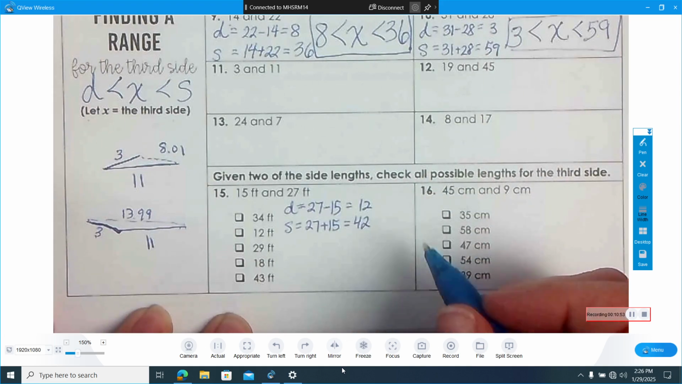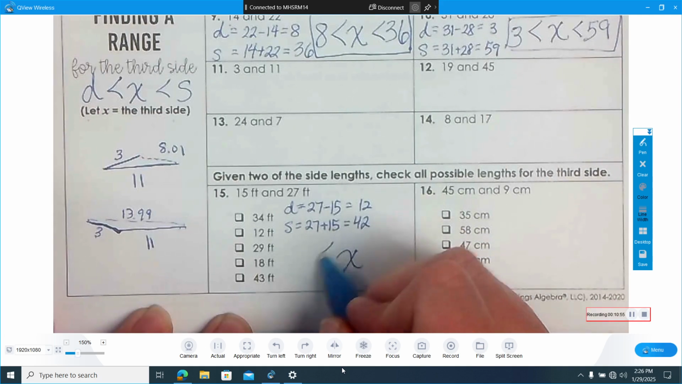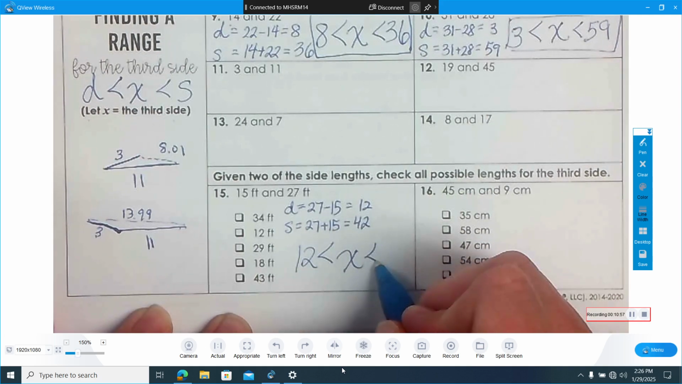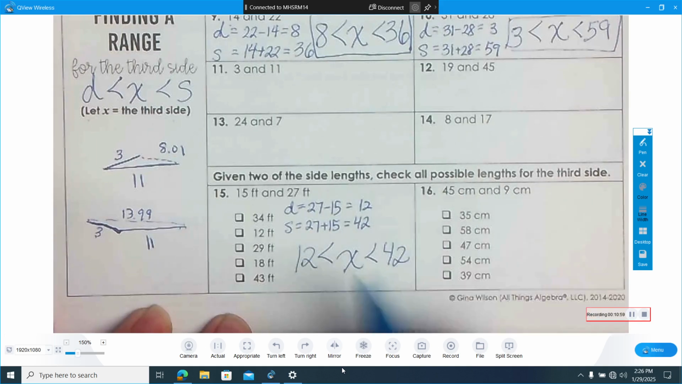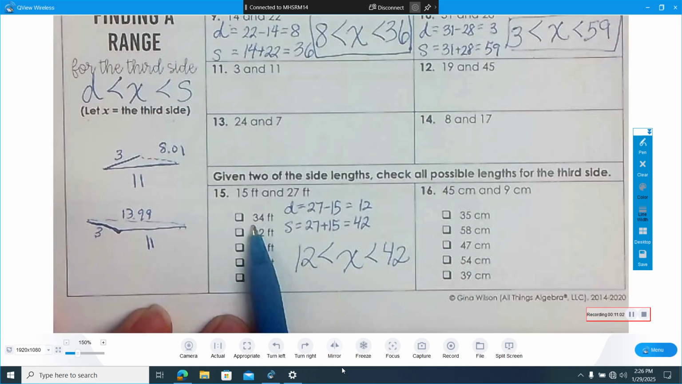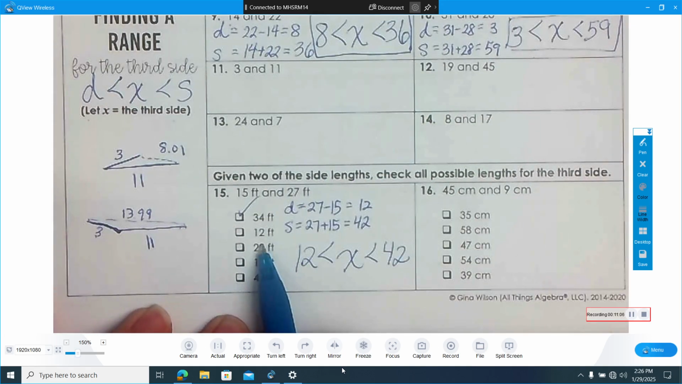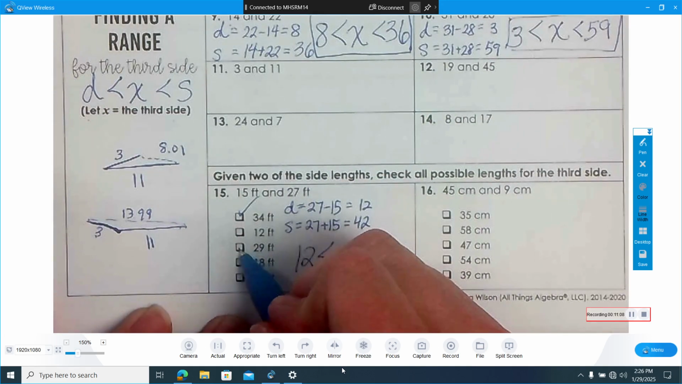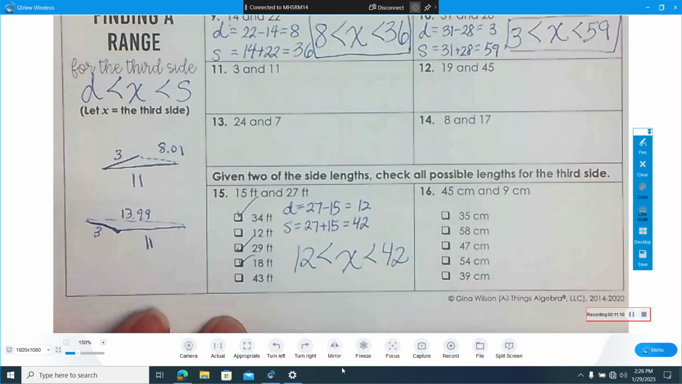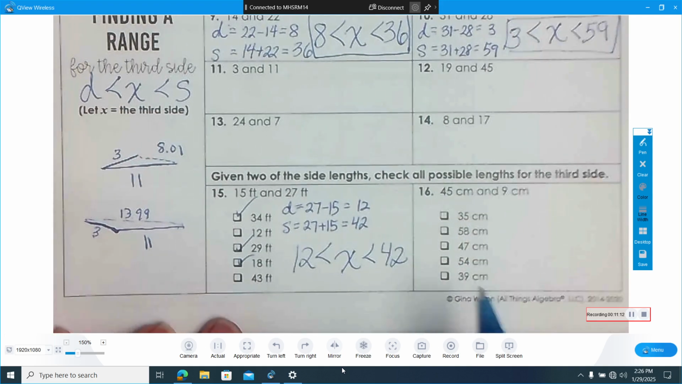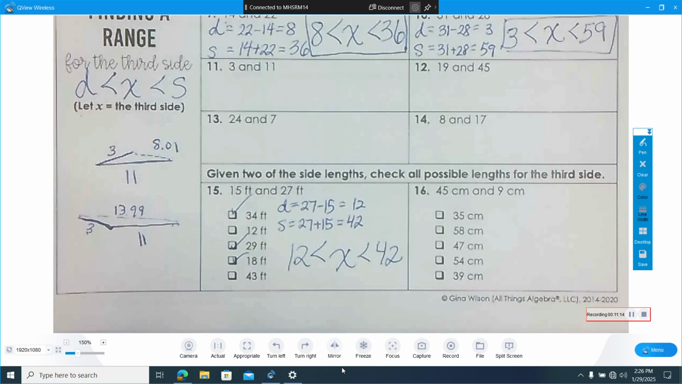So we have our third side. That's got to be greater than 12 and less than 42. So 34? Yeah. 12? No. 29? Yes. 18? Yes. 43? No. Okay. Questions on those? I'm kidding.